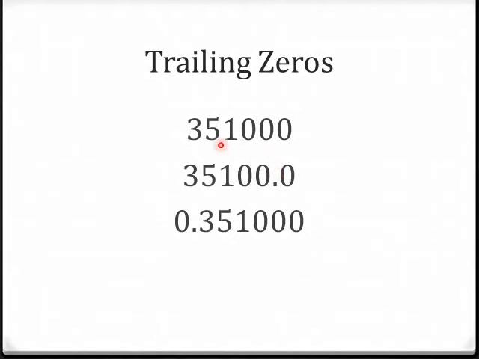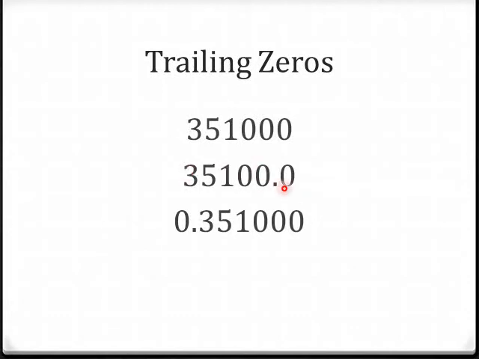So here's an example. 351000. No decimal point. These are not significant. Or sorry, the zeros are not significant. The 351 are. So this only has 3 sig figs. 35100.0, however, has a decimal point, and that makes all of these significant. All the zeros and the 3's here are significant. 35100.0 has 6 sig figs.